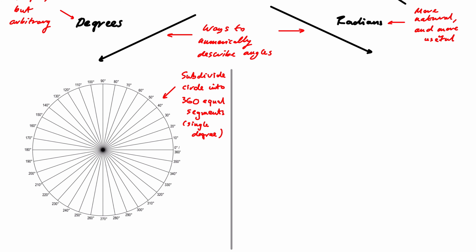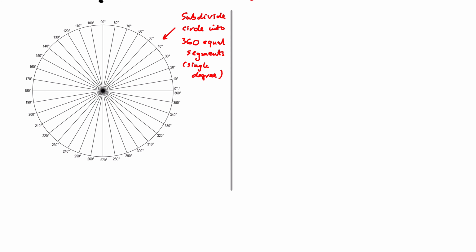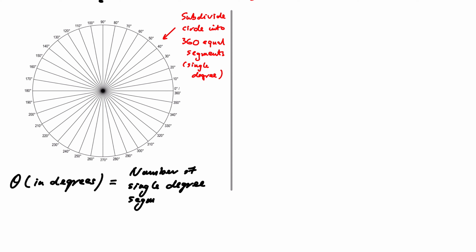And when we talk about an angle in degrees, we're going to talk about it very simply. When I talk about the angle in degrees, when I say theta, and I describe it in degrees, it's just going to be the number of single degree segments required to make the angle up. So this is going to be the number of single degree segments required to make theta. It's that simple.